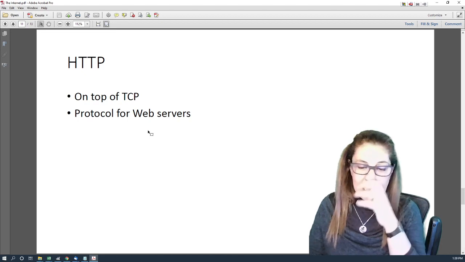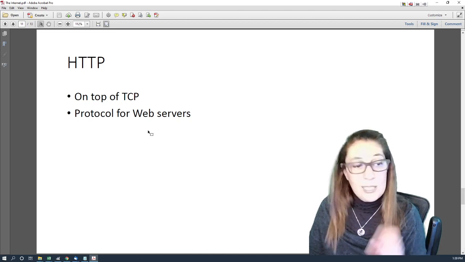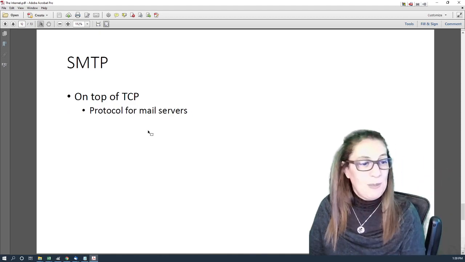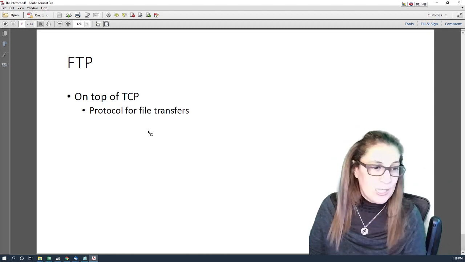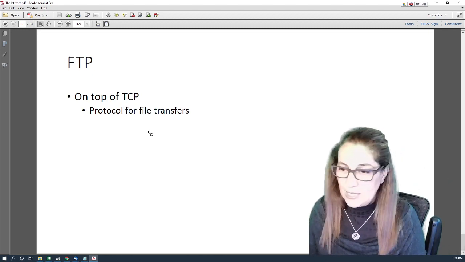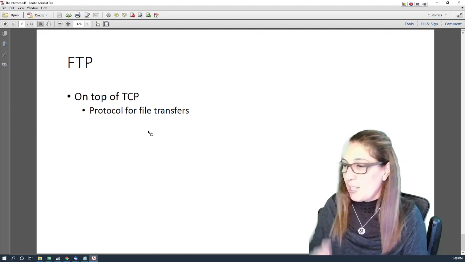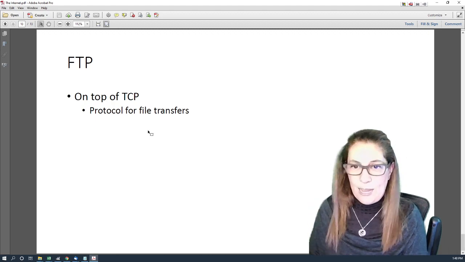And then, of course, there's HTTP, the protocol of web servers that sits on top of TCP. There's SMTP, also on top of TCP, the protocol for mail servers. There's FTP, another one that sits on top of TCP, a protocol for file transfer. So there are lots and lots of application level protocols that use TCP to send packets reliably.